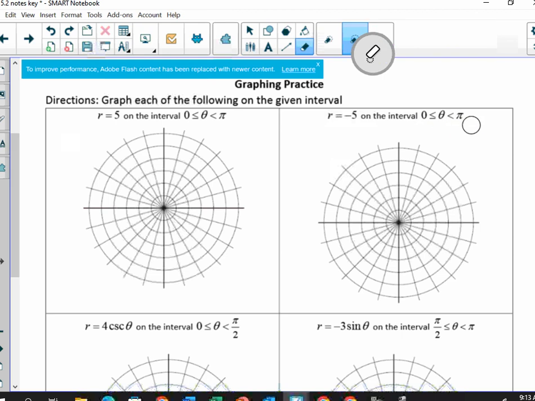Okay, let's do these together because I've thrown a few things in here. And this one I'm going to change. We will go through it. Let's do the first one together first. So guys, I'm giving you r equals 5. So ignoring the interval, what is r equals 5? Circle, radius of 5, right? Okay. But I'm telling you only to graph it from 0 to pi. So which part of the circle?